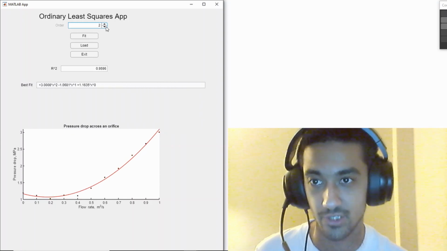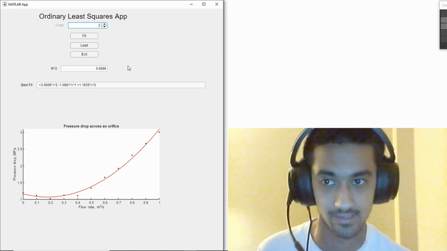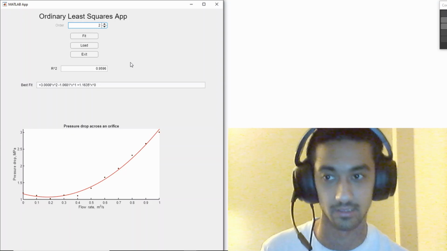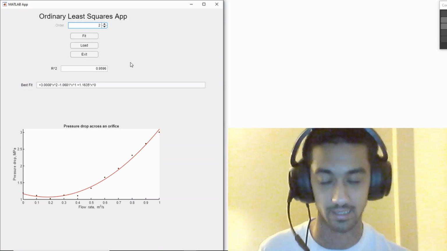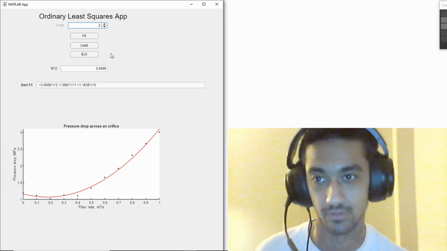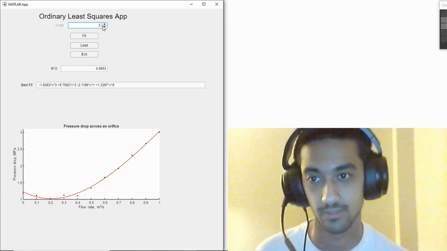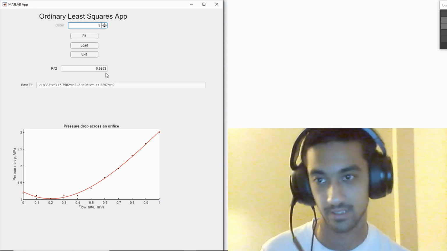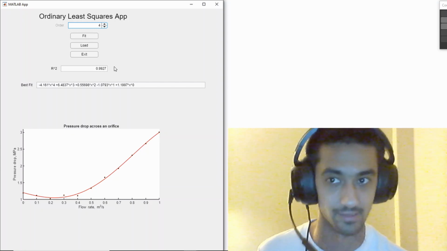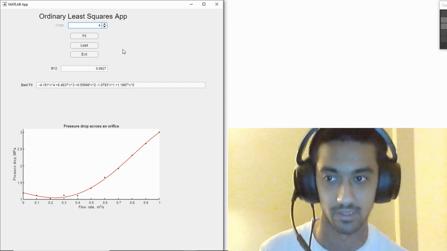If I change my order to 2, I have an r squared value of 0.9596, which is fairly high. If you look at the data points, you can clearly see it's not looking like a straight line, so we do need a higher order than 1 at least to get close. If I change the order to 3, I've already gone above 0.98, and if I make it 4, we've already gone above 0.99. So it doesn't really get so much better beyond order 4.